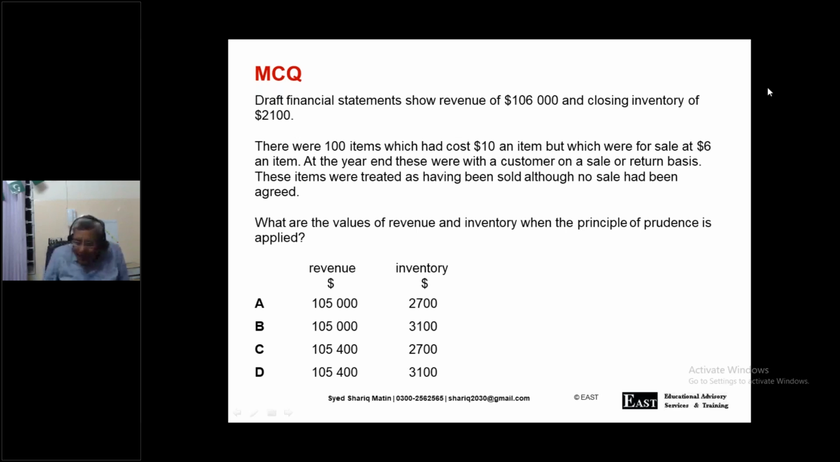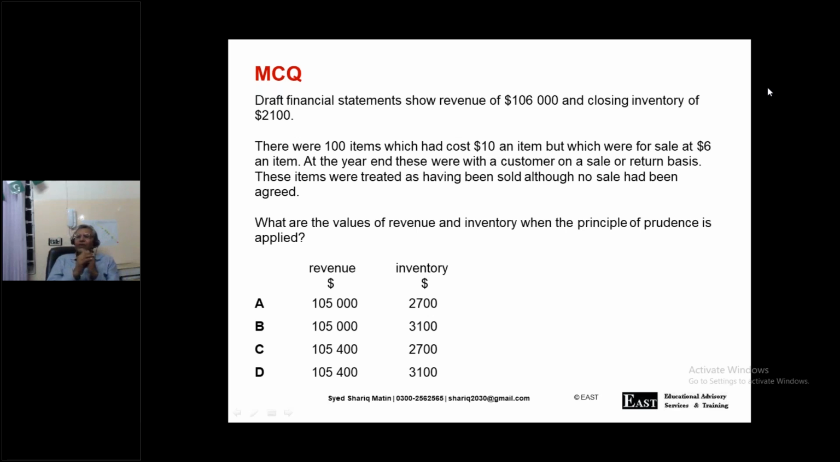Okay, welcome mine. Your answer is also correct. Ta, your answer is right. Great. Let's see हो क्या रहा है इसमें. रेवेन्यू दिखा रहे हैं 106,000. Are we clear? और क्लोजिंग इन्वेंट्री दिखा रहे हैं कितनी, 2,100.